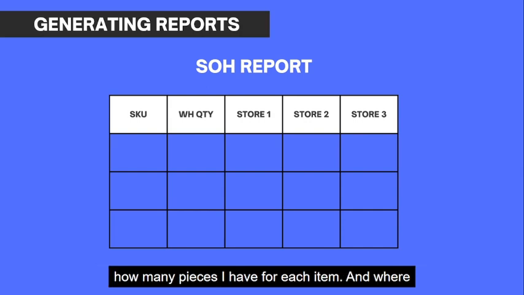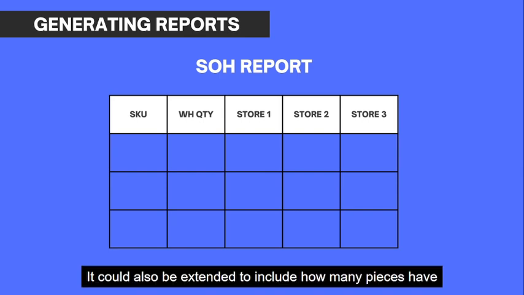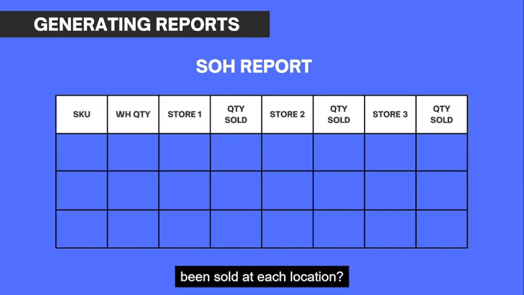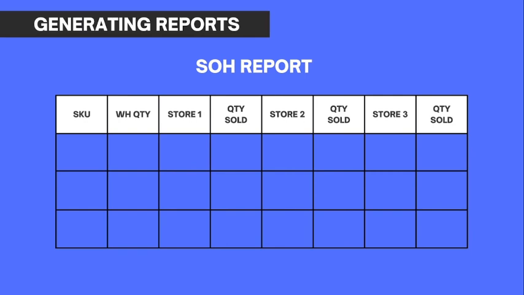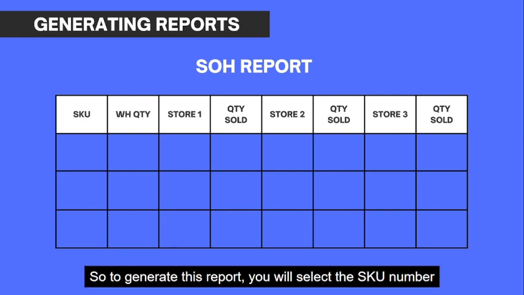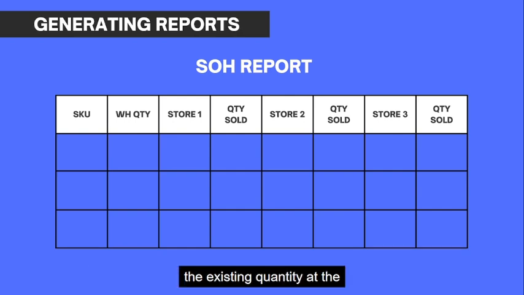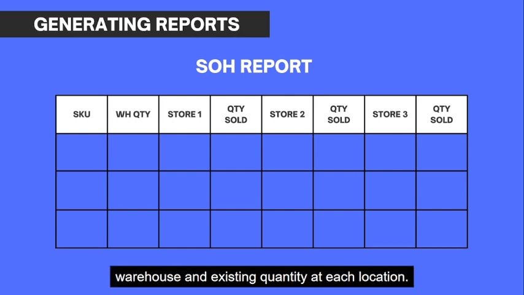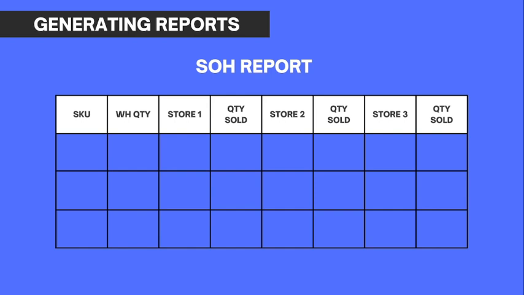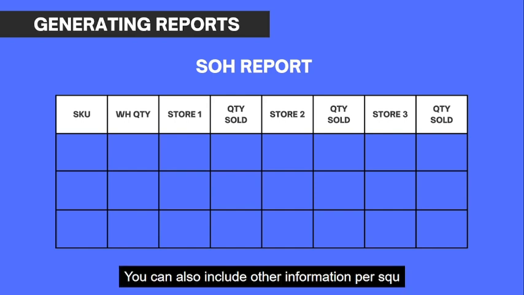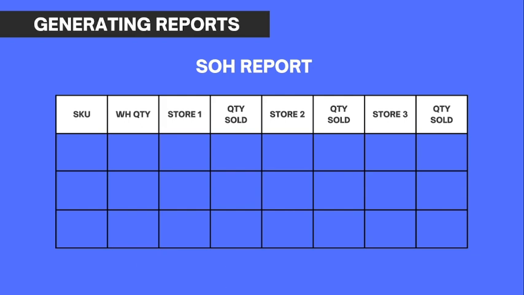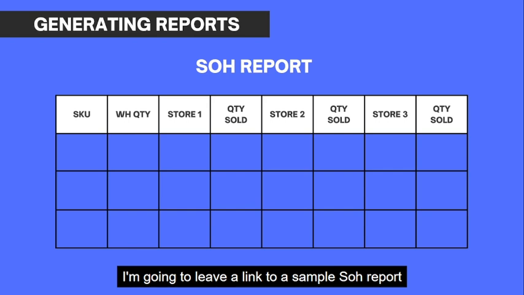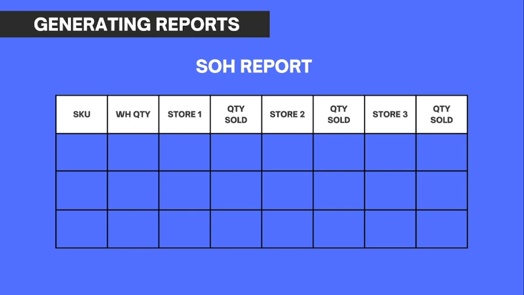in the business and exactly how many pieces I have for each item and where the location of these pieces are. It could also be extended to include how many pieces have been sold at each location. So to generate this report, you will select the SKU number, the existing quantity at the warehouse, and existing quantity at each location. And if you want to extend it, you can include quantity sold at each location. You can also include other information per SKU, such as category it belongs to and some attributes. I'm going to leave a link to a sample SOH report so that you can check it out.